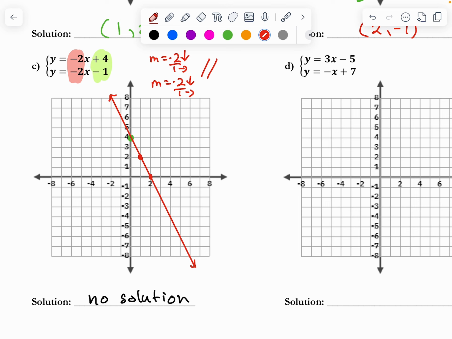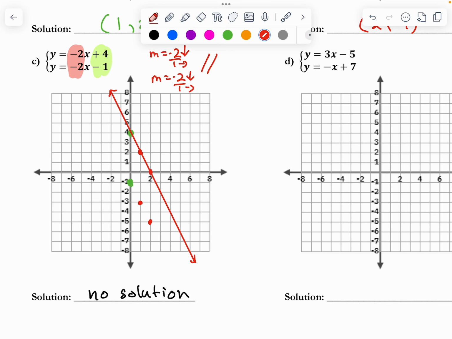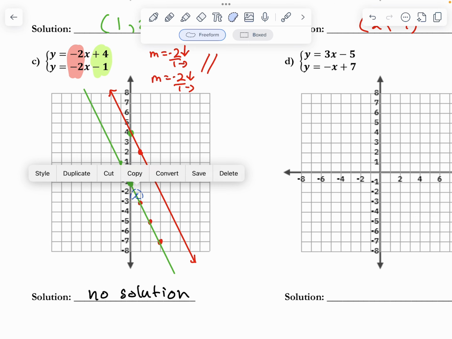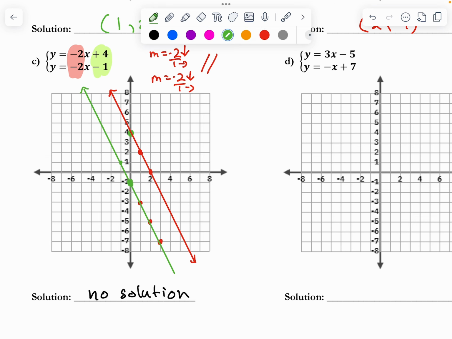Now let me graph the second one. The second line, let's flip the colors. Oh no, it is -1. And now we're going to do the same thing. We're going to go down 2, right 1 because they have the same slope. So let's see if I got this. No, I did a terrible job. That's okay. I'll move it. Much better. There we go.